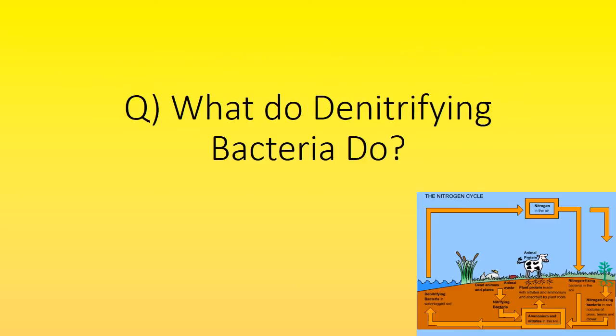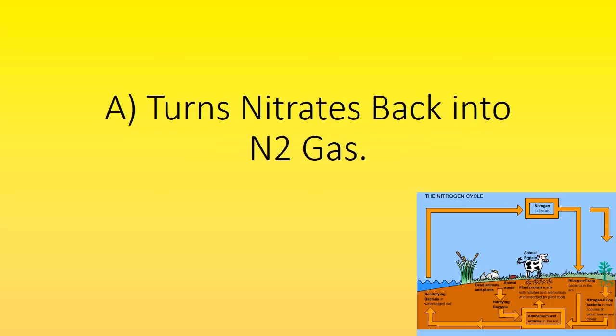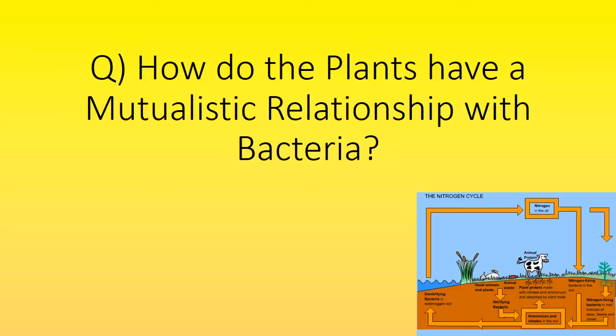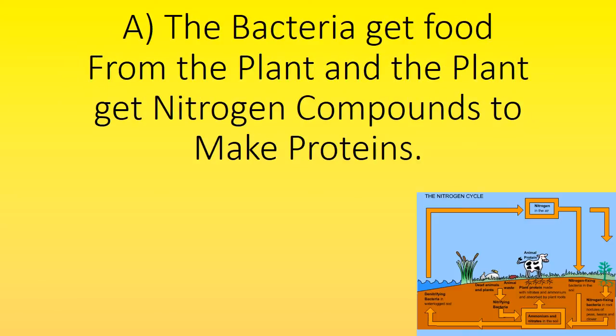What do denitrifying bacteria do? Turns nitrates back into nitrogen gas. How do plants have a mutualistic relationship with bacteria? The bacteria get food from the plant and the plant gets nitrogen compounds to make proteins.